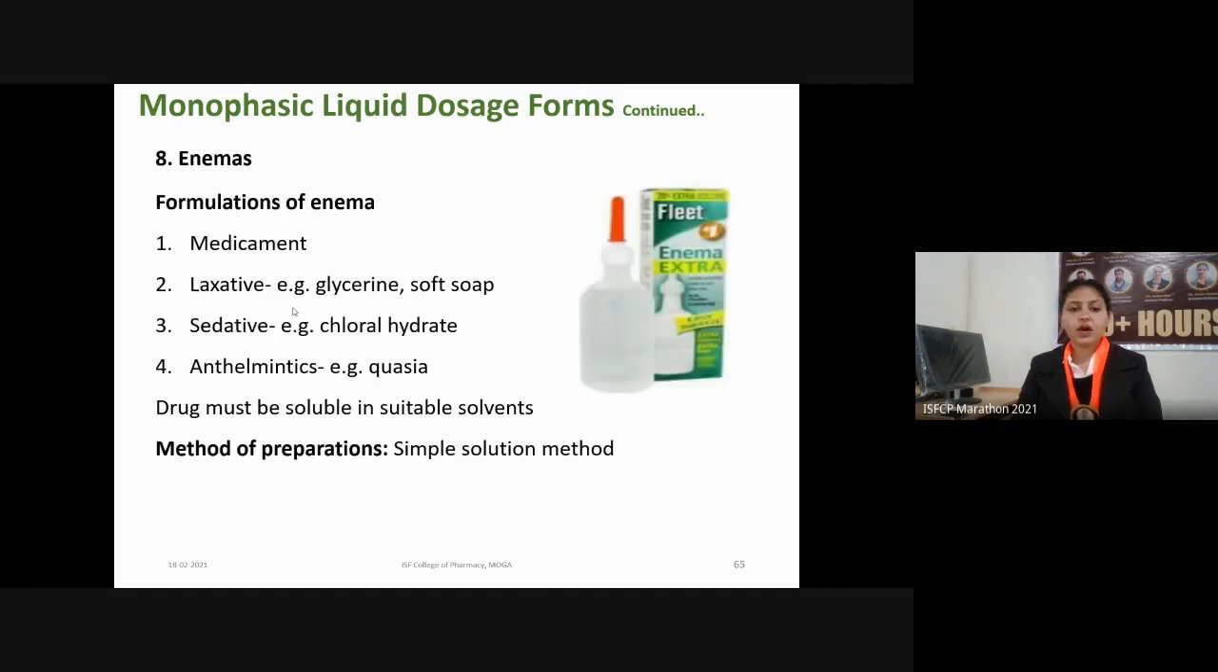Now, the formulation of enemas. This is the structure of the device that we use to administer the enemas. Formulation of enemas contains medicaments like laxatives. Laxatives such as glycerin and soft soap can also be used, sedatives like chloral hydrate, and anthelmintics like quassia. The drug must be solubilized in a suitable solvent. Method of preparation is the simple solution method. We just have to dissolve all the ingredients, all the excipients, in the desired vehicle.